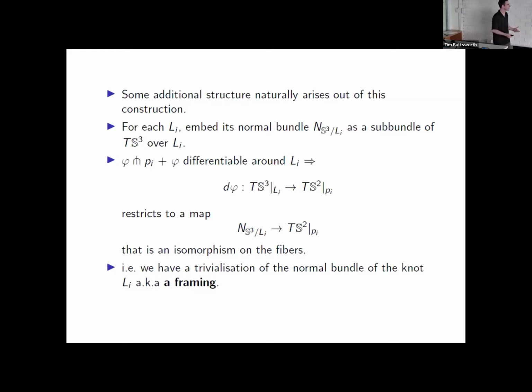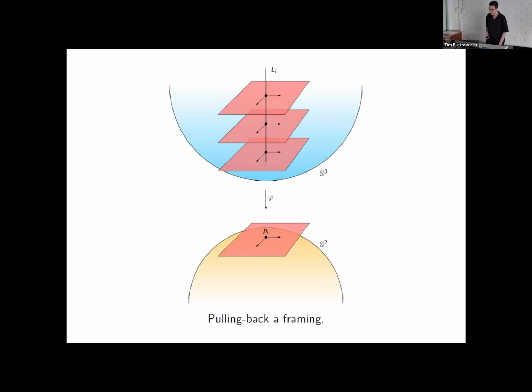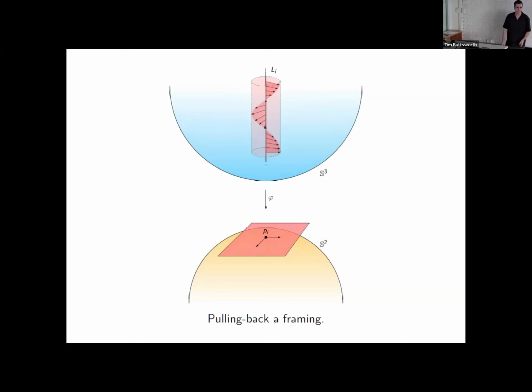So really, what have I got? I've got a trivialization of the normal bundle of this knot. Okay, and if you've got a knot and a trivialization of its normal bundle, this is what's usually called a framing. Okay, you could even just picture it as like, okay, I've got my tangent space T_pS2, right, and I can pull back the associated structure. I mean, really, maybe this is a more accurate picture, right? Because things could be twisting around upstairs. Okay.